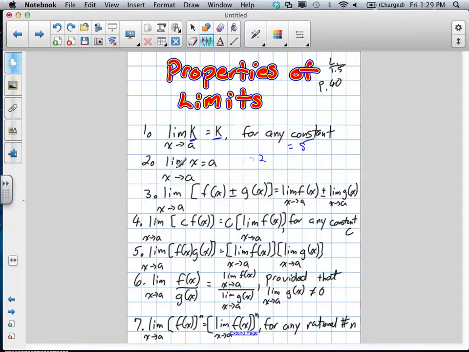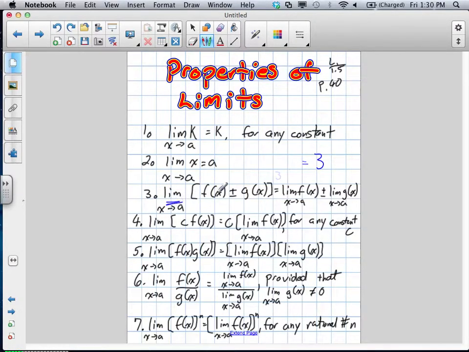Okay? The next one, the limit of x as x approaches a. So if our x is some variable, we'll say the limit of x as x approaches 3 is essentially 3. That's all that's saying there, putting it into a formula.